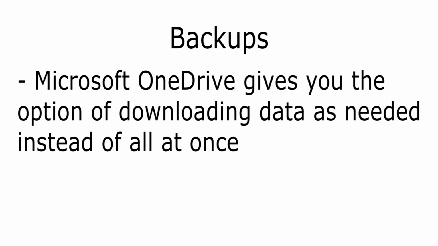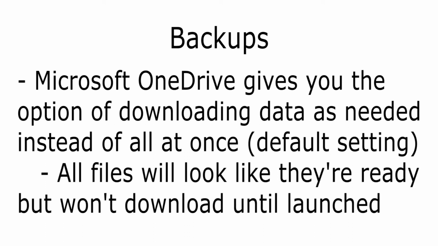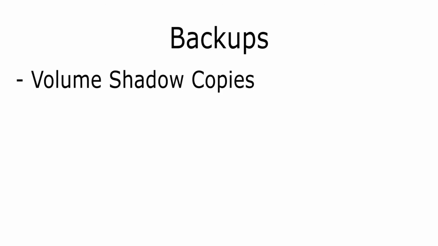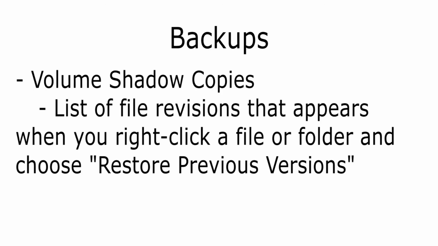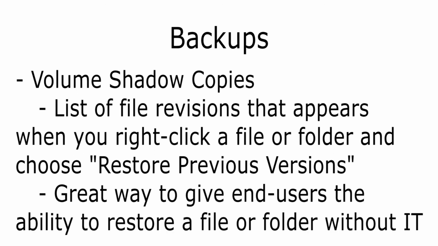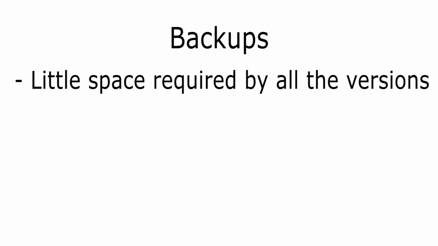Fortunately, Microsoft OneDrive gives you the option of downloading data as needed instead of all at once, and that's actually the default setting. All of the files will look like they're ready, but won't actually download until you double-click on them. Another backup worth mentioning is called Volume Shadow Copies. This is the list of file revisions that appears when you right-click on a file or folder and choose Restore Previous Versions. This is a great way to give end users the ability to restore a file or folder without getting IT involved.